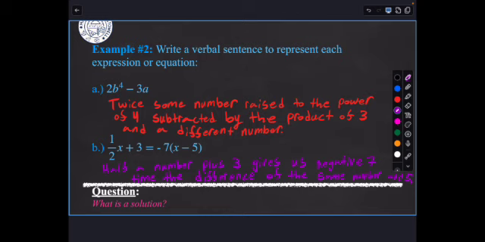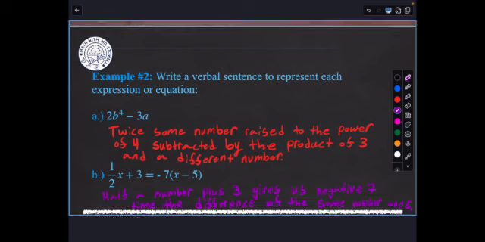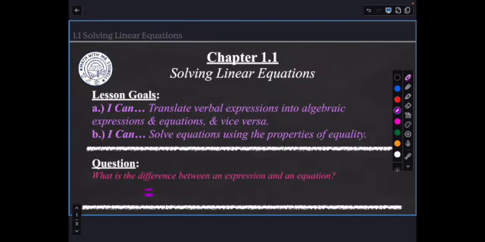We're just going one or the other. We're doing the writing it as an equation other than writing it as an expression. So that's the first two examples. In fact, finishing up those first two examples, we have now, hopefully, reached our goal of I can translate verbal expressions into algebraic expressions and equations and vice versa. So that is part A.